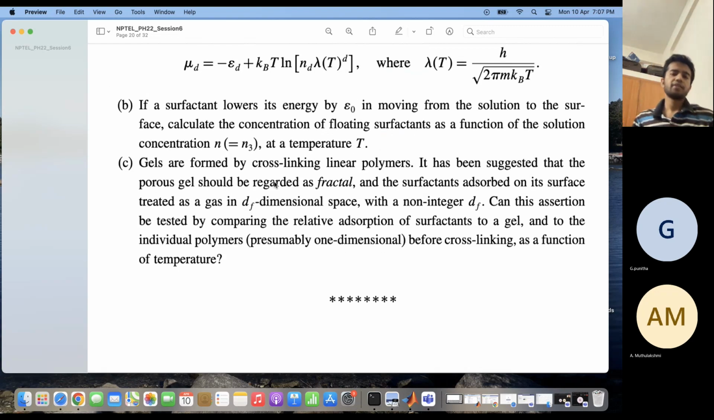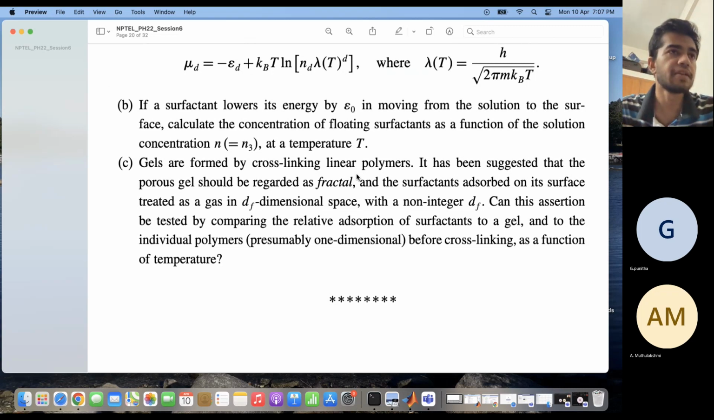Now, let us look at an interesting consequence of this fact. You see, gels are formed by cross-linking linear polymers. Okay, so linear polymers, if you cross-link them, then they form gels. And it has been suggested that the porous gel should be regarded as a fractal. Now, what is a fractal? This word might seem new to you.